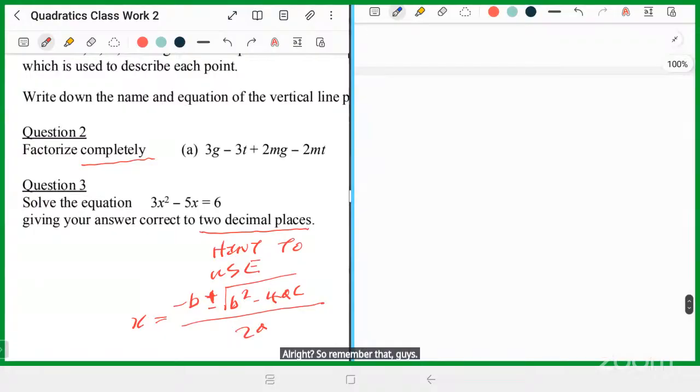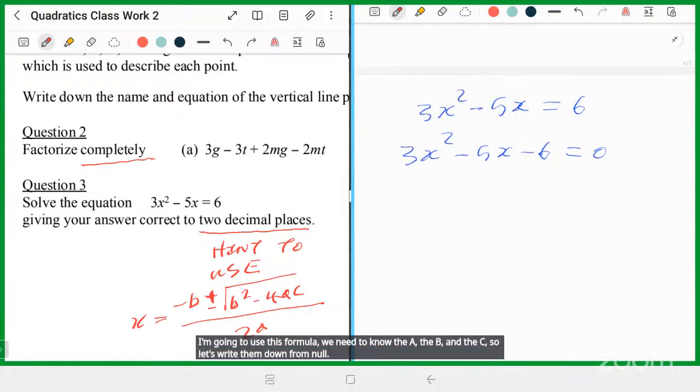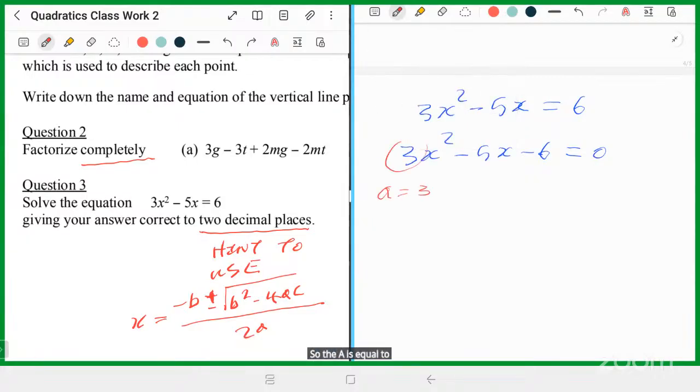So the equation they give us is 3x squared minus 5x equals 6. I'm going to put it in standard form by transposing the 6, so it becomes 3x squared minus 5x minus 6 equals 0. And we're going to use this formula. We need to know the a, the b, and the c. So let's write them down. The a is equal to 3, the coefficient of x squared. The b is equal to negative 5, the coefficient of x. And the c is the constant term with the sign on it, which is negative 6.